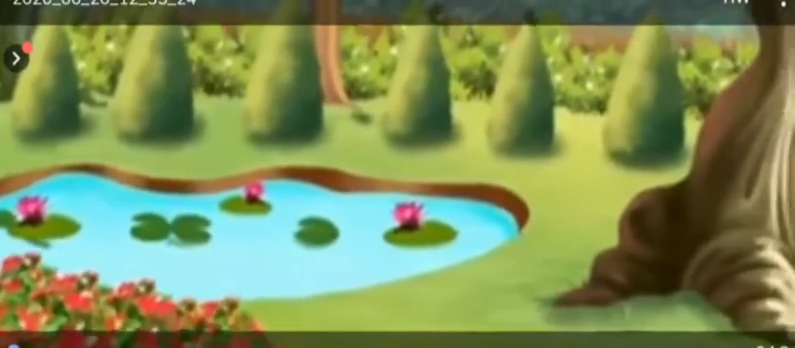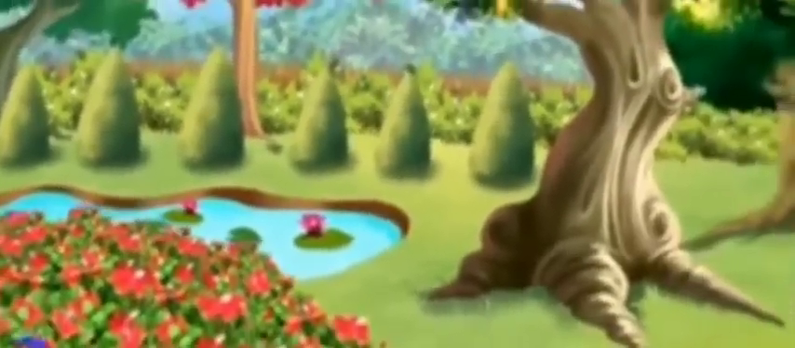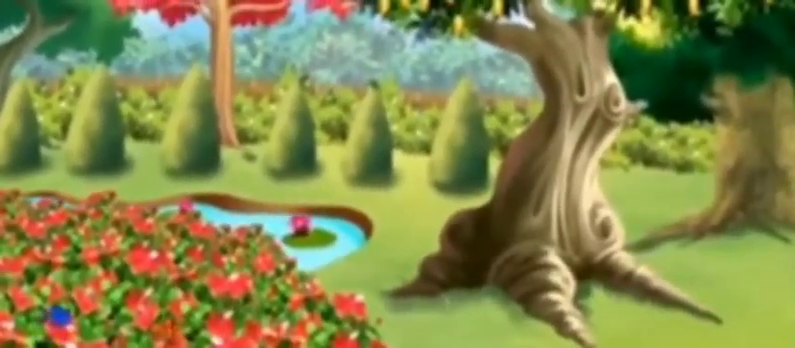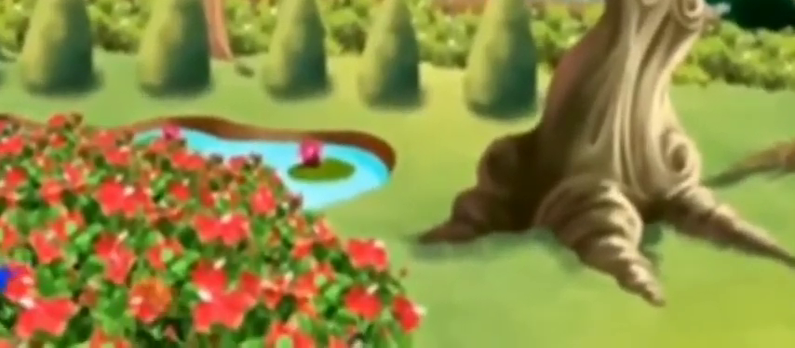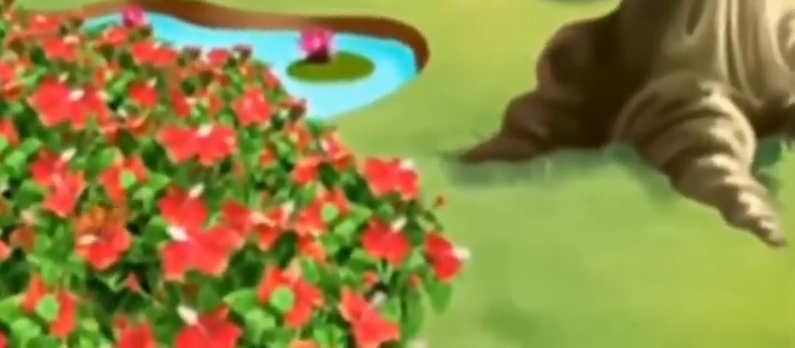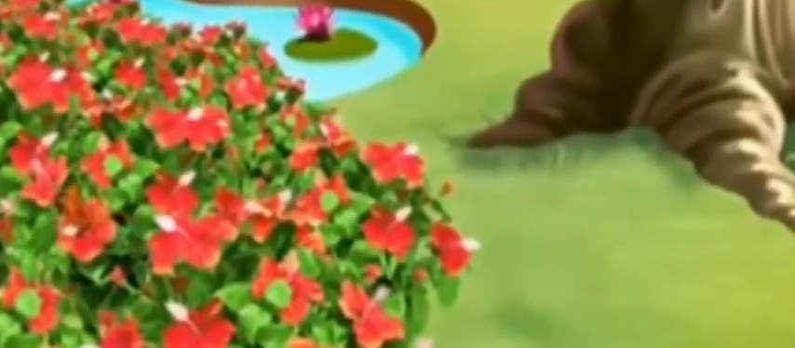You know, the flowers add beauty to our nation. They beautify our nation. But these flowers are also the reproductive part of the plant.